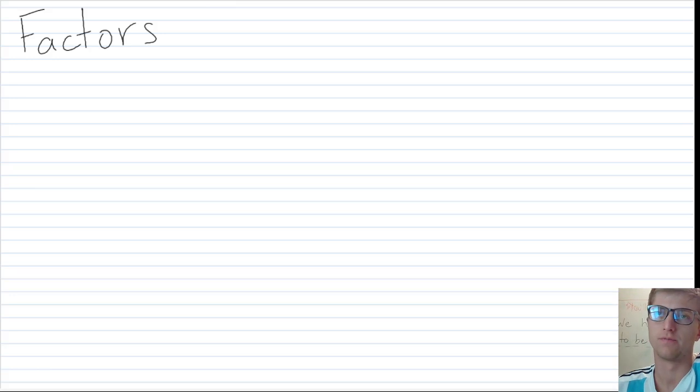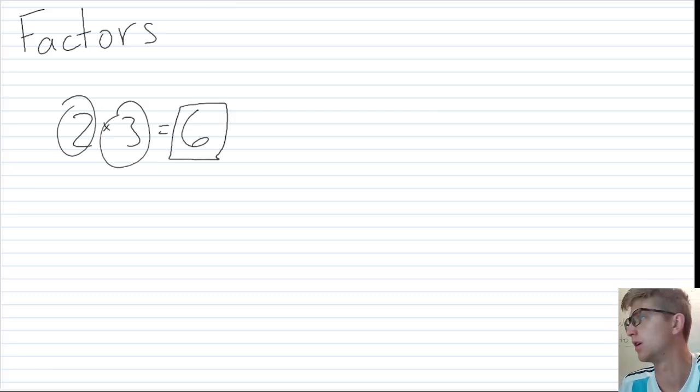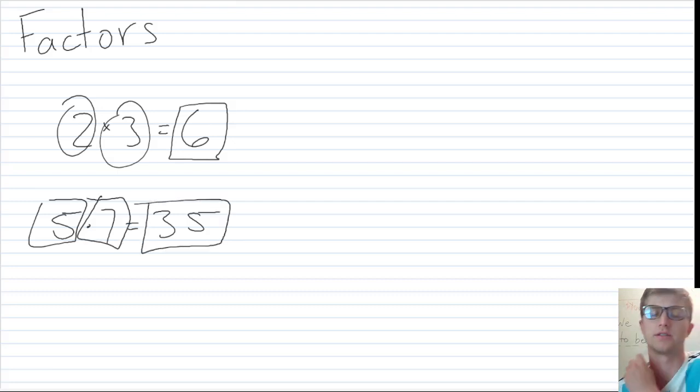What is a factor? Well, a factor is two things that are being multiplied together. So, if we do 2 times 3 equals 6, 2 and 3 are the factors, 6 is called the product. If we do, I don't know, give me two numbers. 7 and 5, Tanner might say, because he always says 7 and 5. Well, let's try it. 5 times 7 equals 35. 5 and 7 are the factors. 35 is the product.